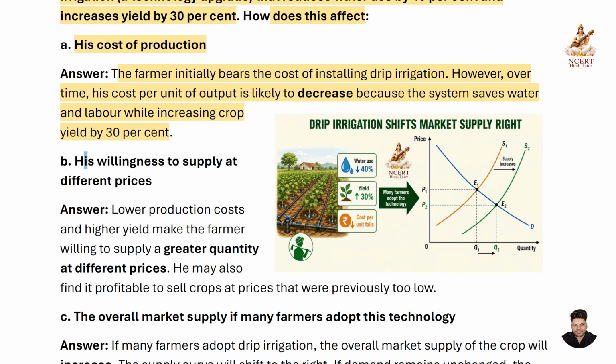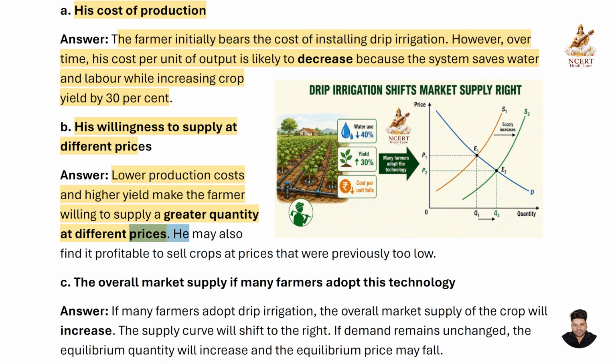B. His willingness to supply at different prices. Answer. Lower production cost and higher yield make the farmer willing to supply a greater quantity at different prices. He may also find it profitable to sell crops at prices that were previously too low.